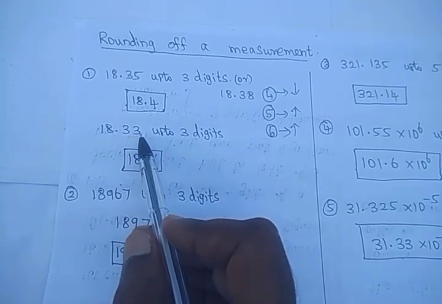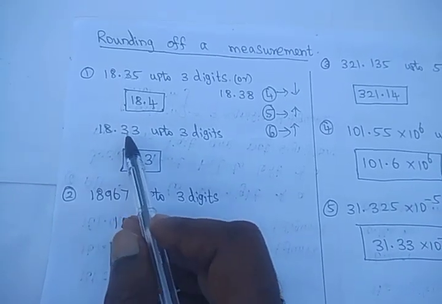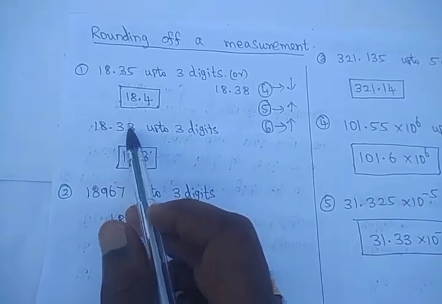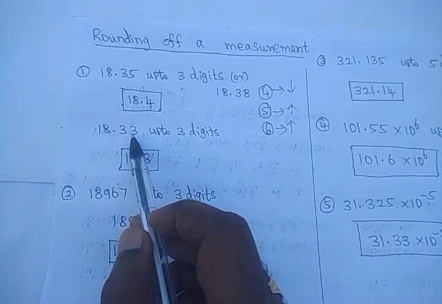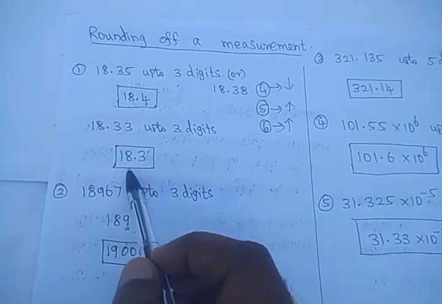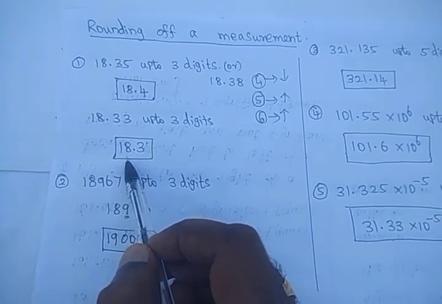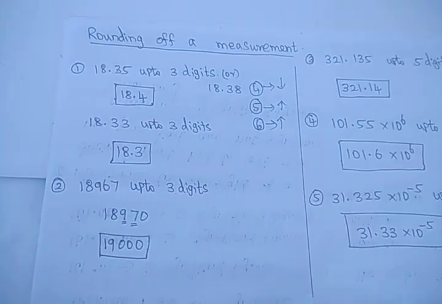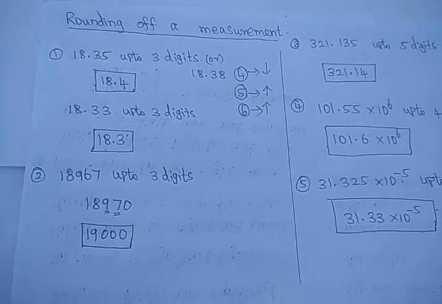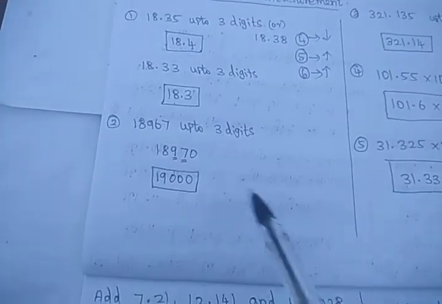So 18.33, what do you have to do? It is 18.3, because the last digit is less than 5. So we should not increase one number for this digit. So it is 18.3 only, if it is rounding off up to 3 digits. Then see the next problem.